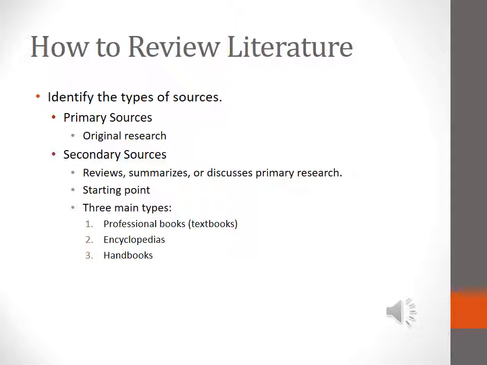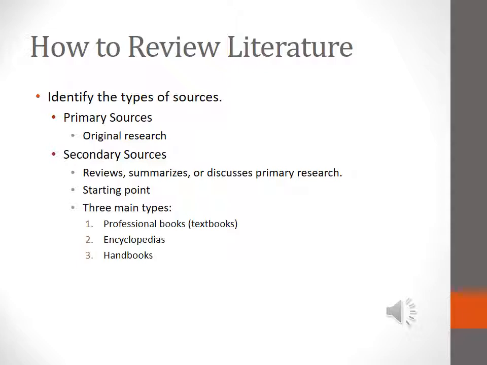Secondary sources are reviews or summaries of some of the primary research, and they provide a starting point. There are three main types of secondary sources, which can be professional books or textbooks, encyclopedias, or handbooks. One of the things that you do want to do is always have primary sources because those are usually the most credible and relevant when doing a literature review.